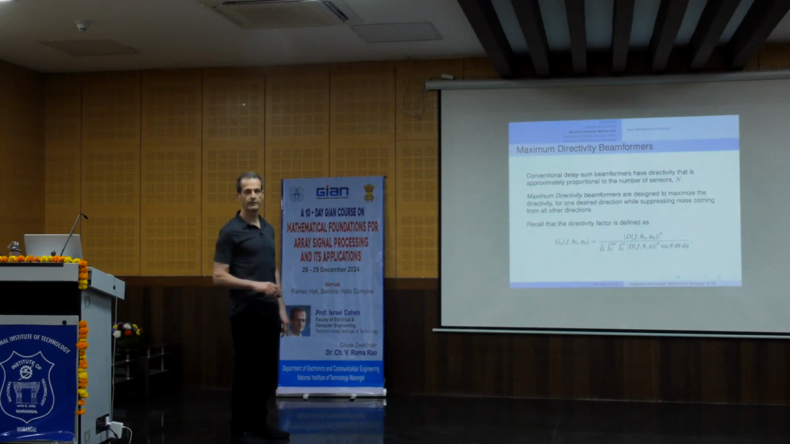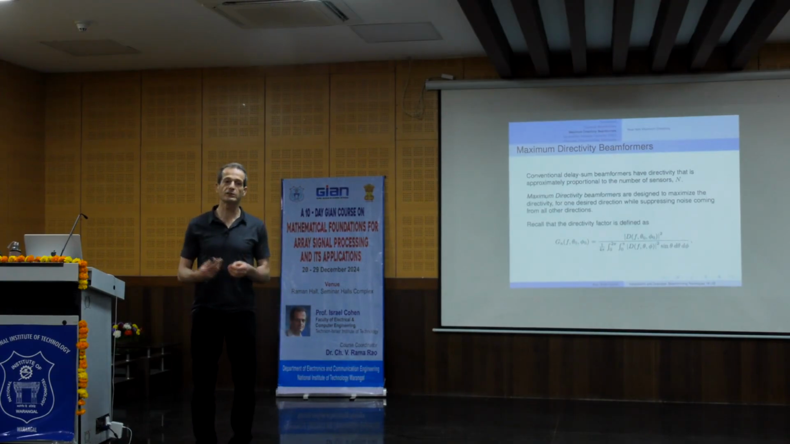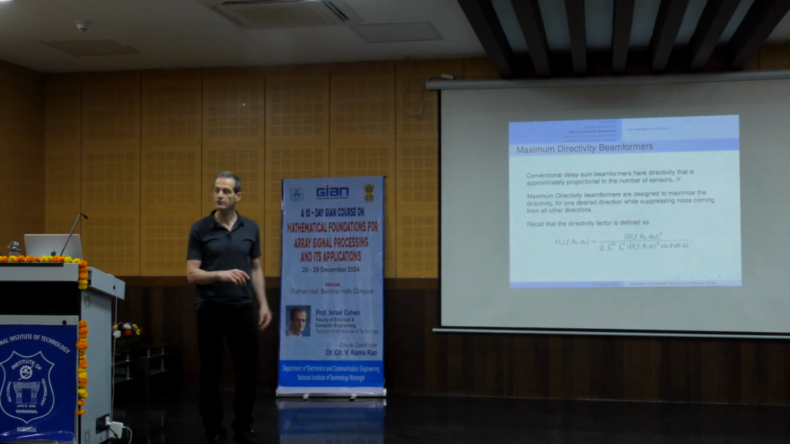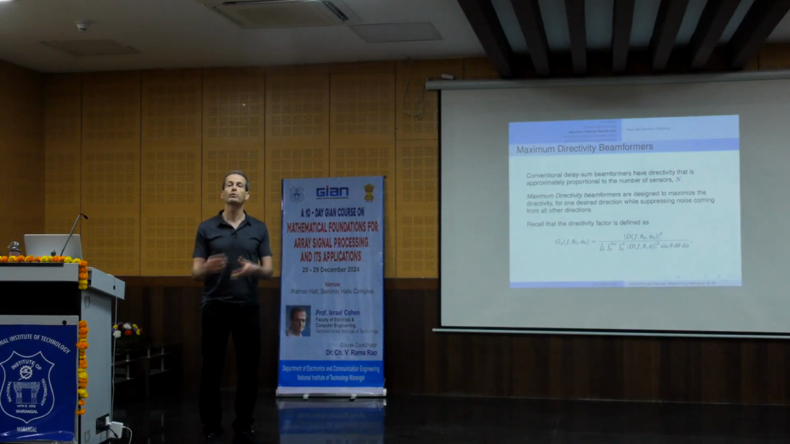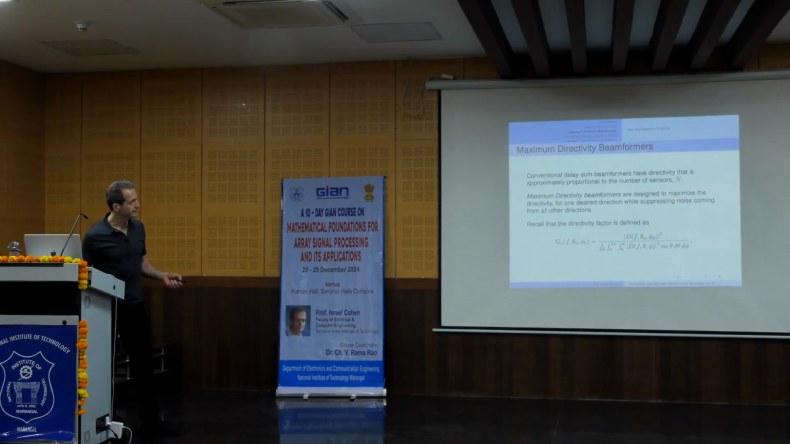How do we do that? When you want to maximize something, the first thing in mathematics, in optimization, is to write it as a function of what? Of the parameters. So we need to write this array gain, this directivity factor, as a function of the weights. How do we do that? So we can write the directivity pattern as a function of the weights.